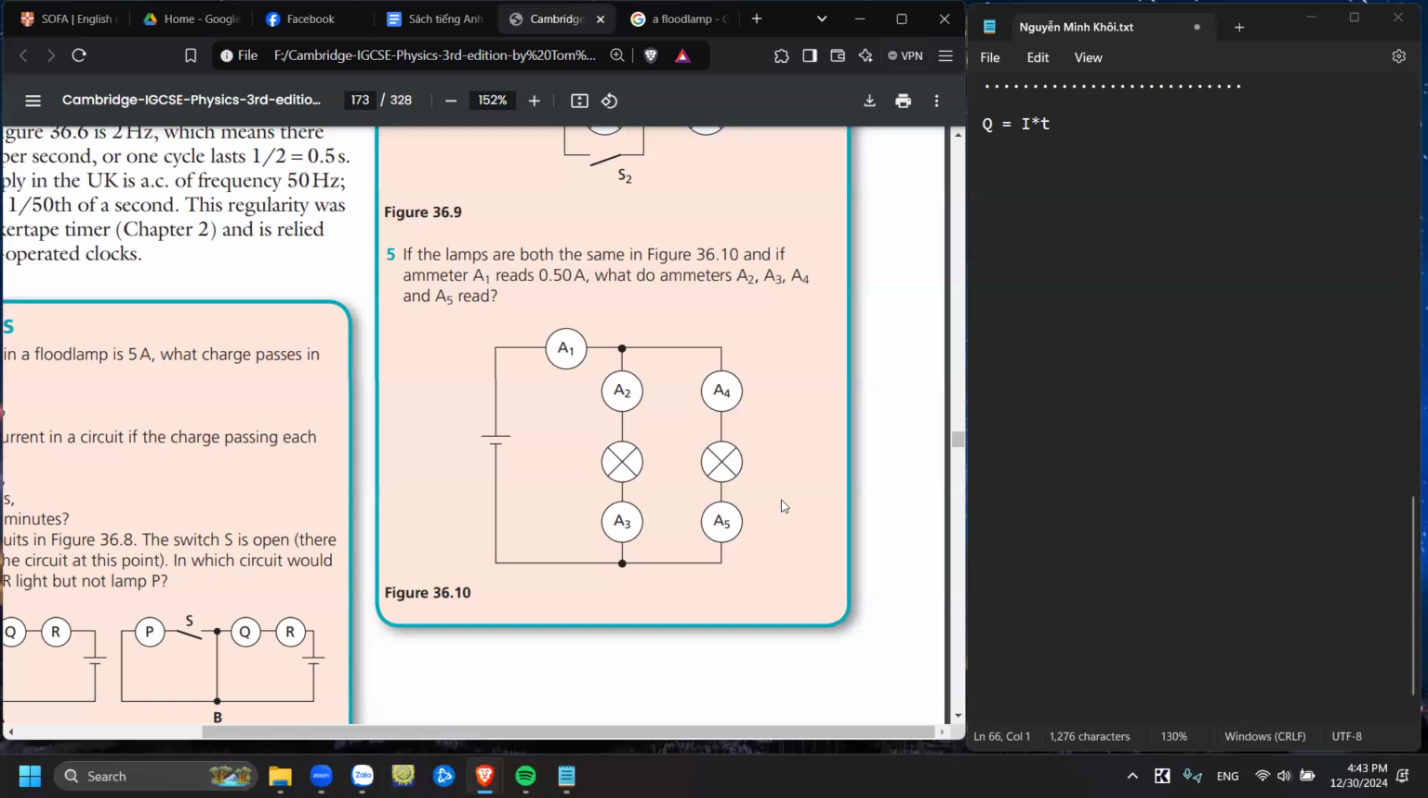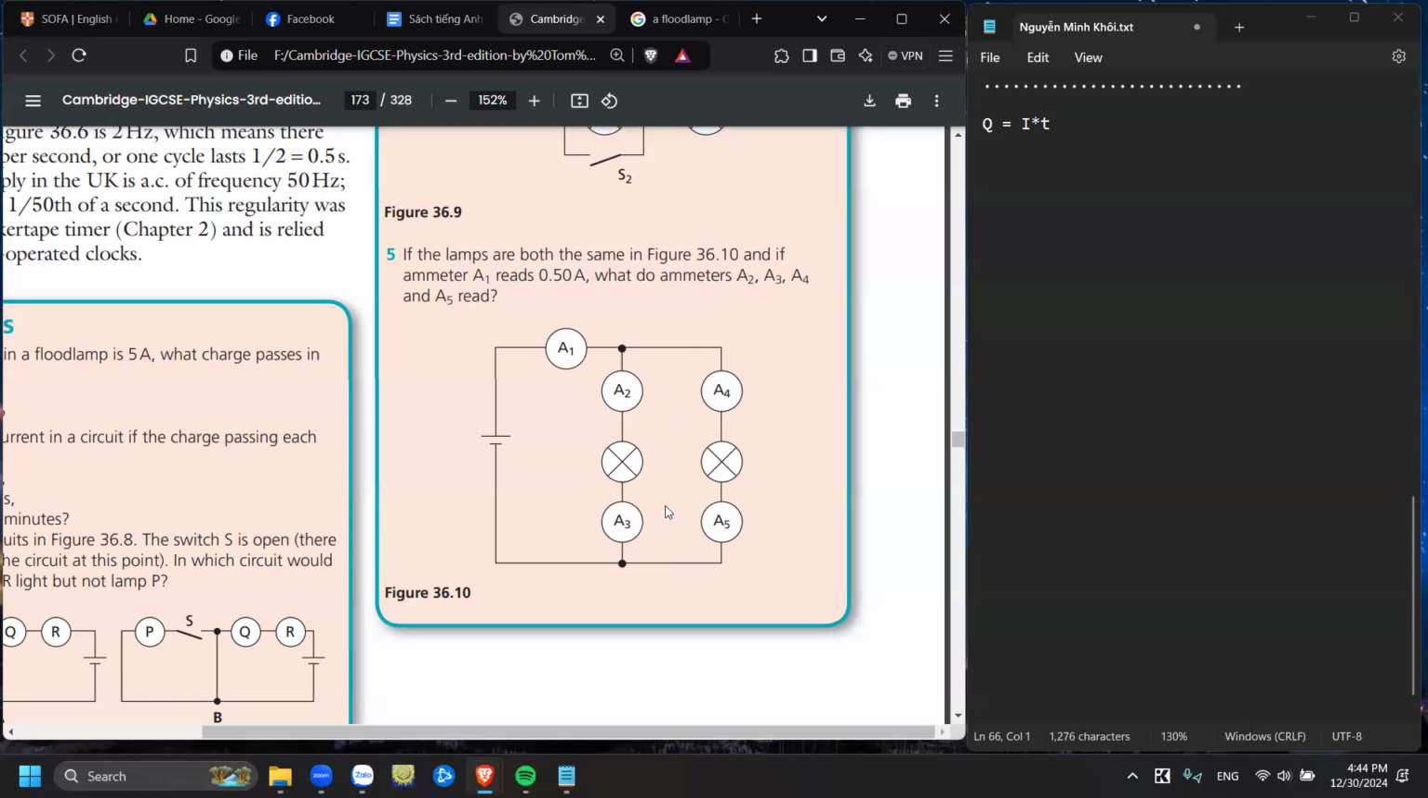It's so hard. I don't get it. All right, so they say if the lamps are both the same, so this lamp is the same as this lamp, and you have 4 ammeters. Remember, these ammeters do not consume electricity. They're just there to measure. Now, ammeter A1 reads 0.5 ampere. They ask what do ammeters A2, A3, A4, A5 read?